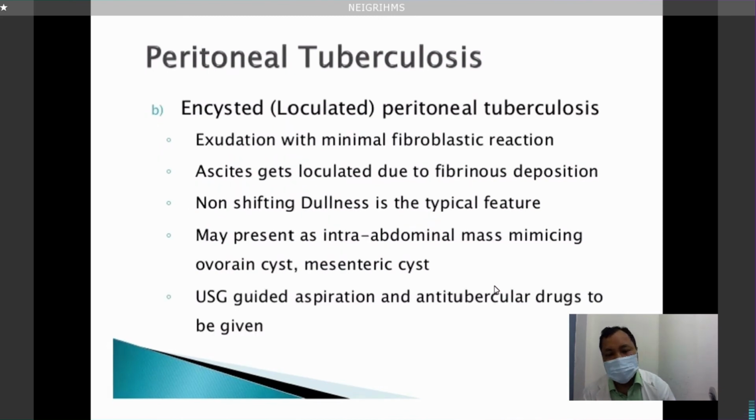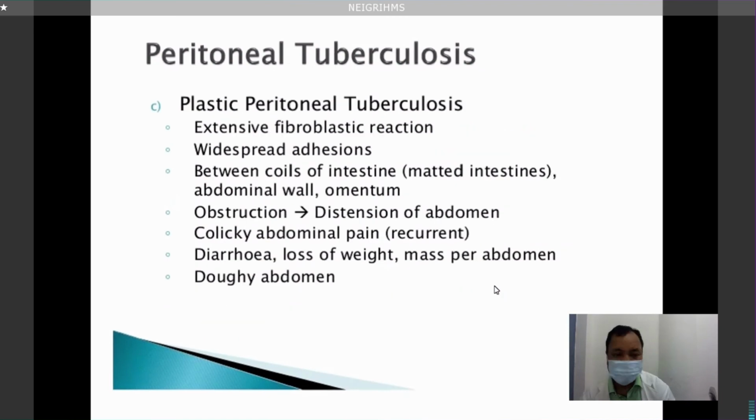Then the encysted, the loculated peritoneal tuberculosis, where the collections may be loculated, there the shifting dullness, if you find also, usually it will be non-shifting. Sorry, the ascitic fluid that you find, usually it will be non-shifting, unlike the pure ascitic type of peritoneal tuberculosis. Rather, it may sometimes mimic some other cyst like a mesenteric cyst or ovarian cyst. Usually, once the diagnosis is confirmed, the treatment is antitubercular treatment.